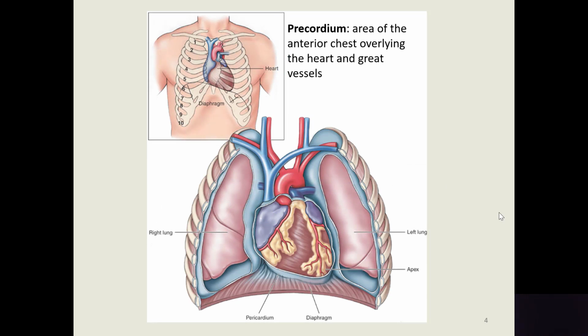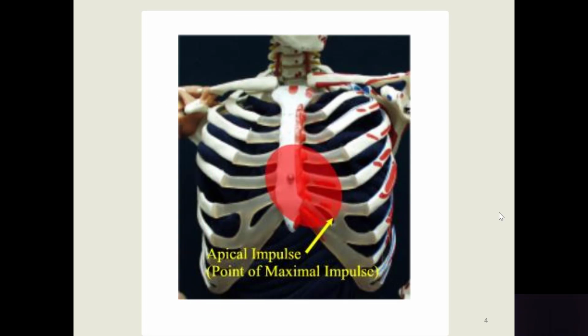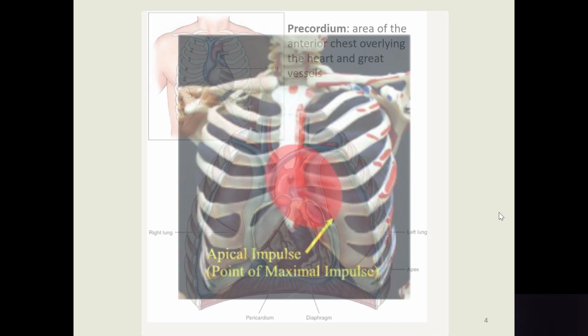If you press your fingers or palpate between the fifth and sixth ribs, we call that the fifth intercostal space, you can feel something called the apical impulse or the apical pulse, or sometimes we call that the point of maximal impulse or PMI. That's where you can feel the apex of the heart, or the strongest pulse point of the heart. That's where the apex is closest to the chest wall.